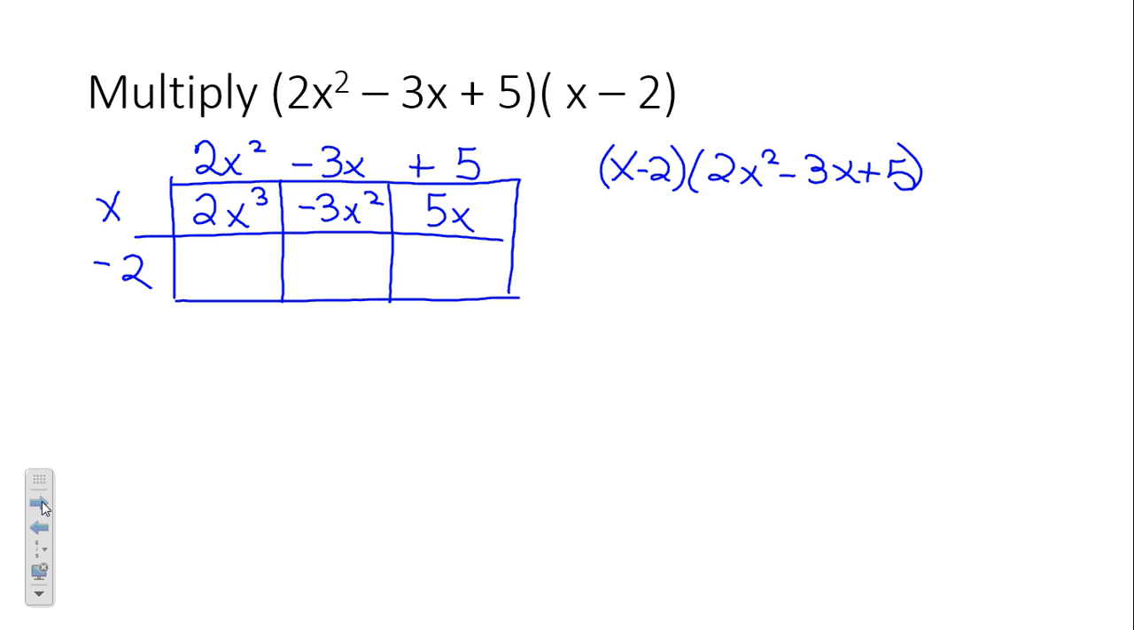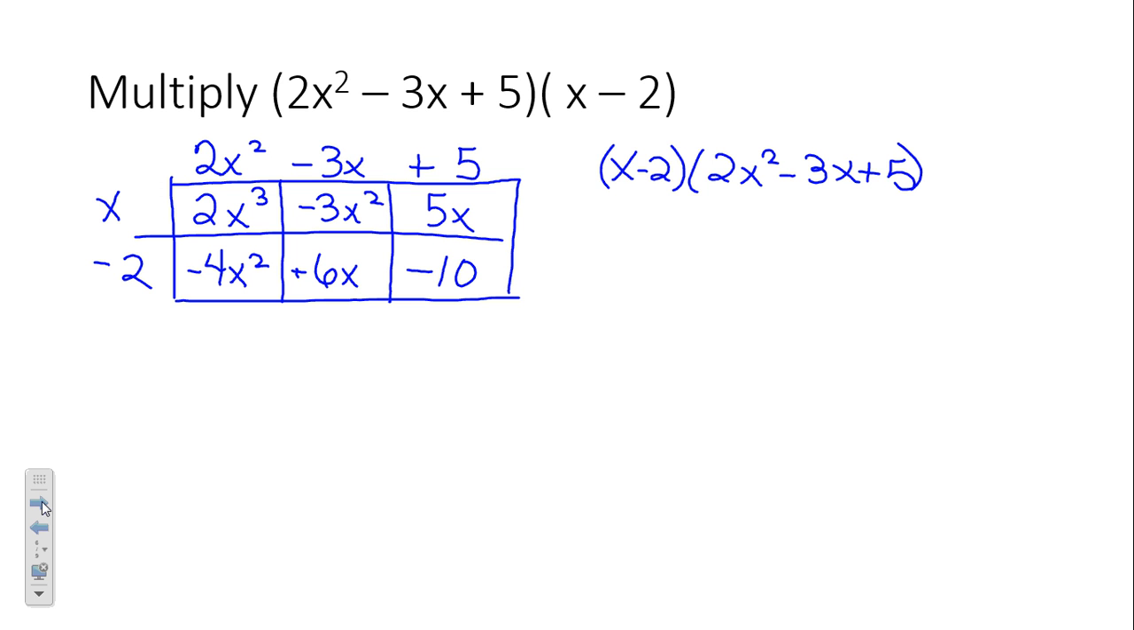Now we take our negative 2 times our 2x squared. Negative 4x squared. Negative 2 times negative 3x, positive 6x. Good. Negative 2 times a positive 5, negative 10. Now we're not done.